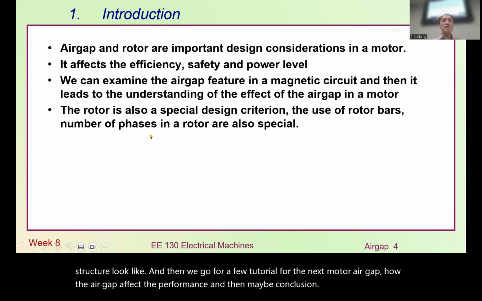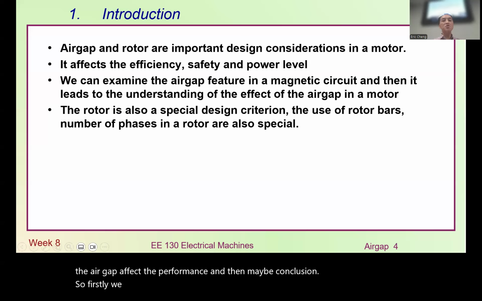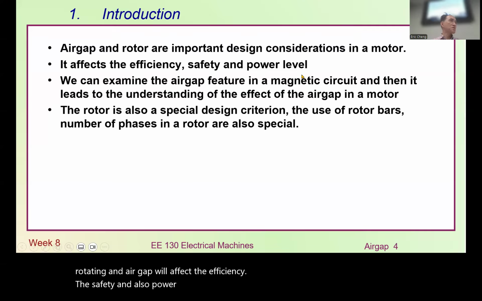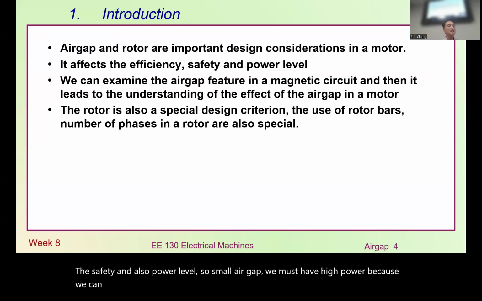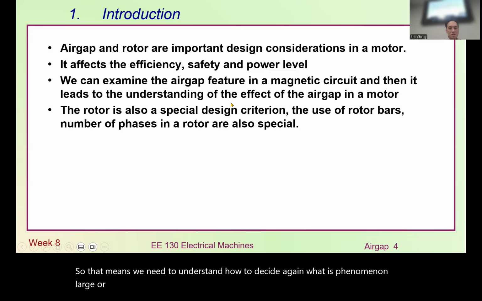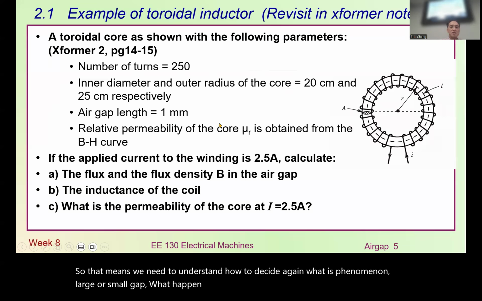Firstly, we see that air gap and rotor are very important considerations. We have the rotor rotating, and the air gap will affect the efficiency, the safety, and also the power level. With a small air gap, we can create a higher B field, so higher power. So we need to understand how to design the air gap, and what happens with a large or small air gap. First, we look at the conventional design, the toroidal inductor.